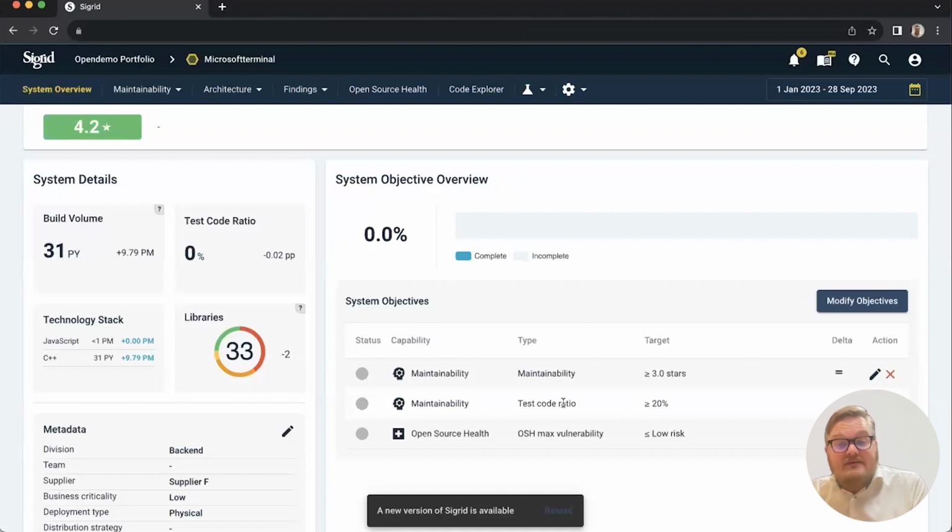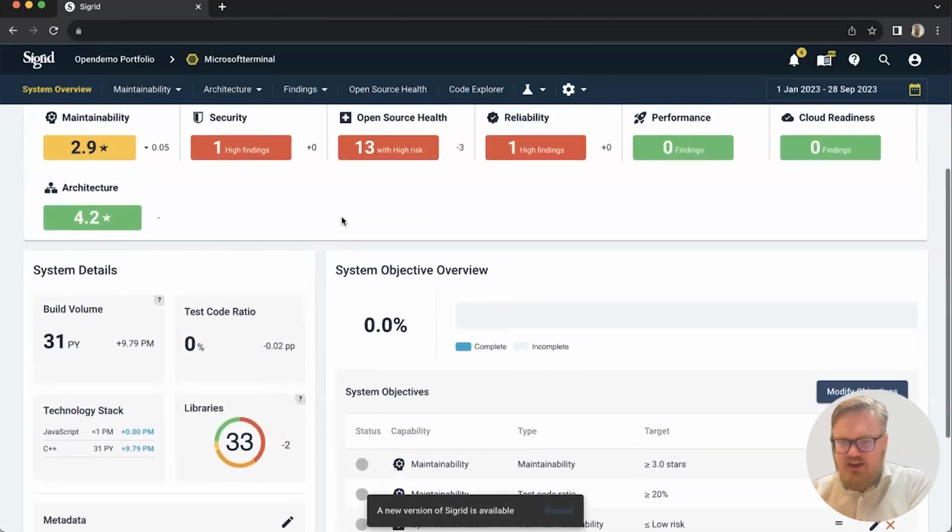This is something you could address. Maybe the team hasn't gotten enough time for it. Maybe something is wrong with the measurement. Maybe the target isn't realistic. For instance, the technology doesn't allow for test code ratio, and someone set the target without knowing the context. By having this overview, it makes it easier for everybody who is somewhat invested in the system to look at the same numbers and make sure everybody's on the same page.